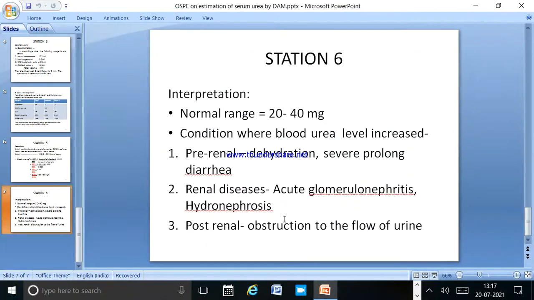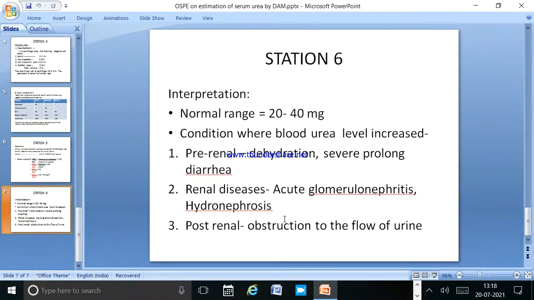This is how there can be different stations and different questions can arise. In some stations, if viva is permitted, you may be asked what urea is and how urea is formed. Urea is an end product of protein metabolism, which is toxic.